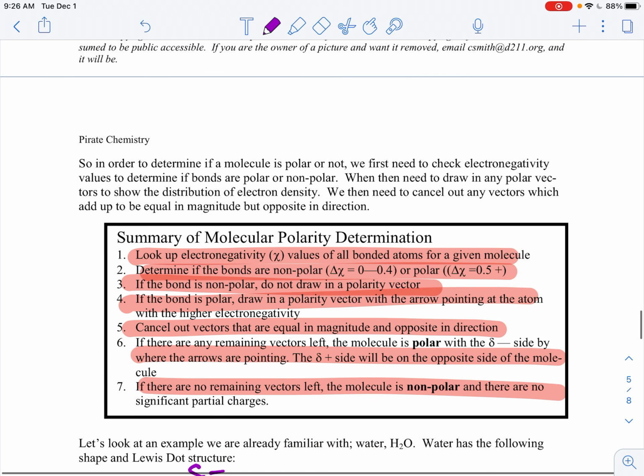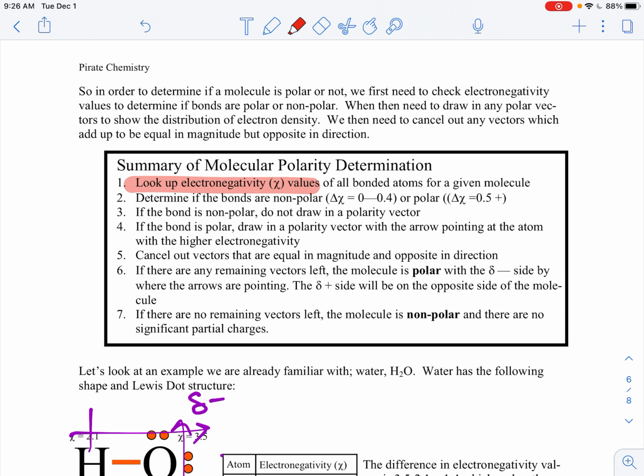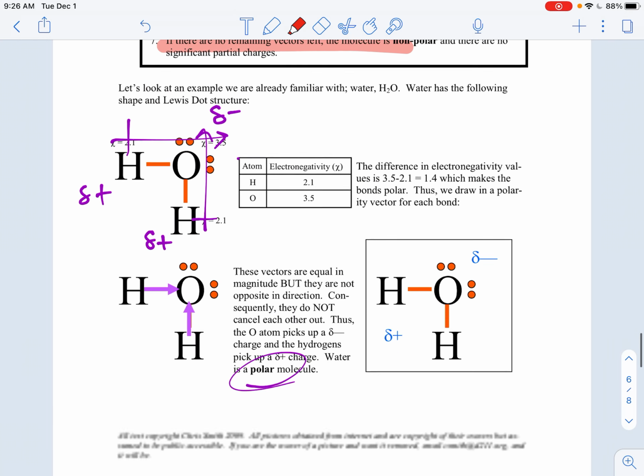So you can see that it gets fairly complicated here. So like it says here in your steps, you have to look up the electronegativity values, determine if they're polar or non-polar. If they're non-polar, don't draw an arrow. If they're polar, draw an arrow. Cancel anything out and then see if there's anything left. If there's any arrows left, it's polar. If there are not any arrows left, it's non-polar.